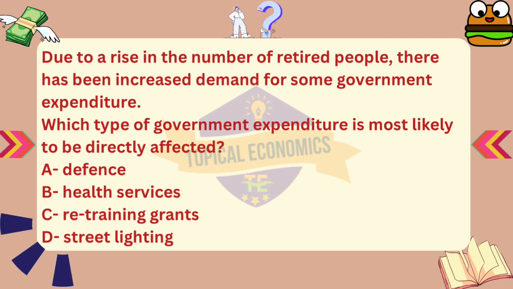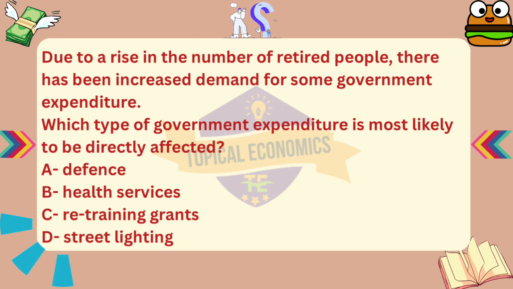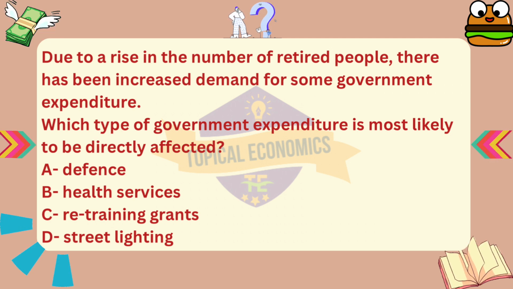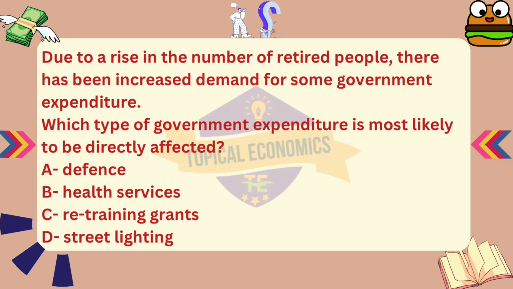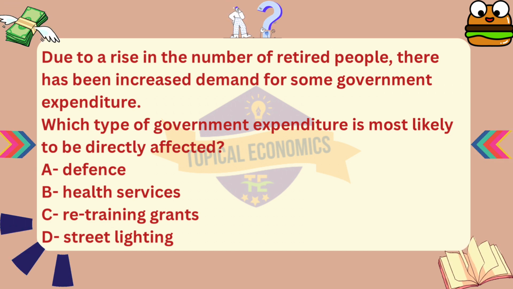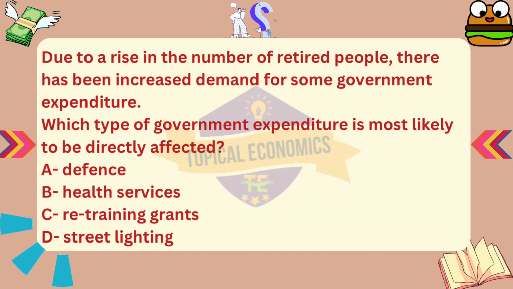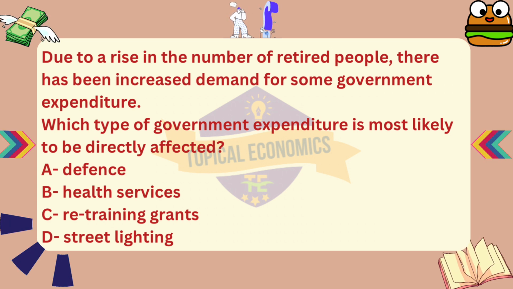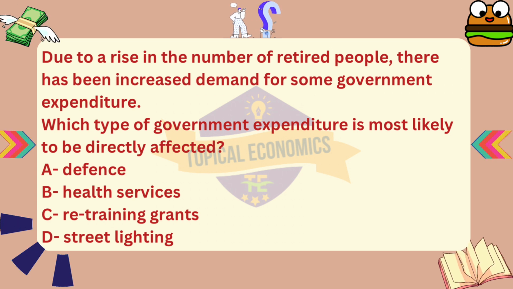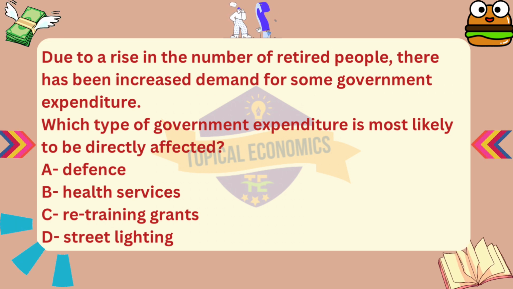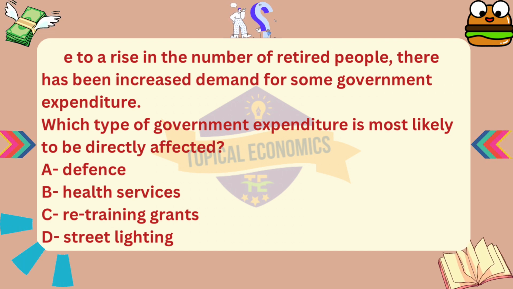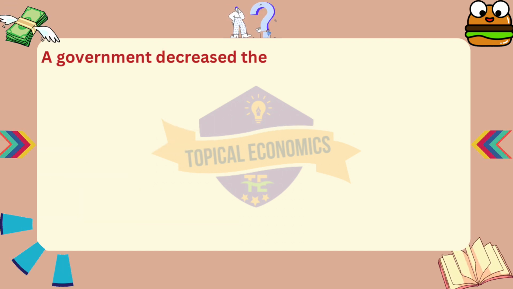Option A, defense. While government spending on defense is important, it is generally not directly influenced by the number of retired people. Next, option C, retraining grants. These are often aimed at workers who are displaced in the labor market, so while they might be relevant for younger workers, they are less likely to be directly affected by an increase in retirees. Lastly, option D, street lighting. This type of expenditure is typically related to infrastructure maintenance and is not closely linked to demographic changes, such as the number of retirees.